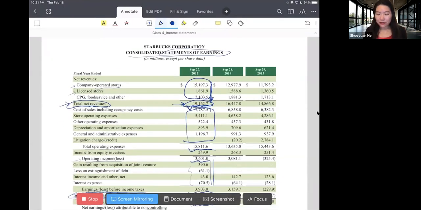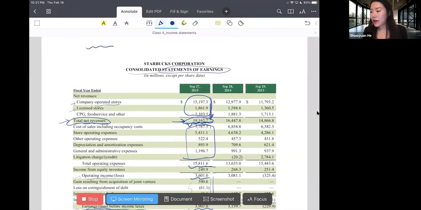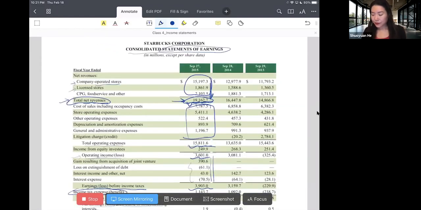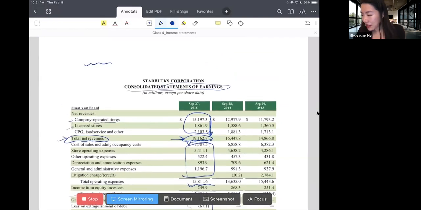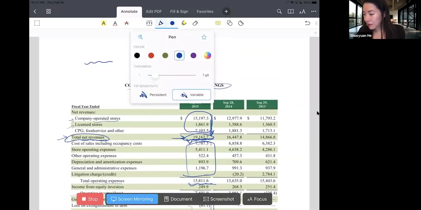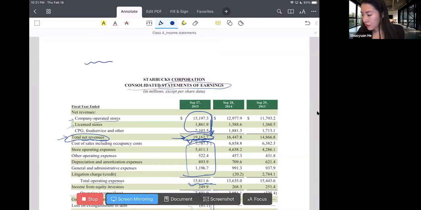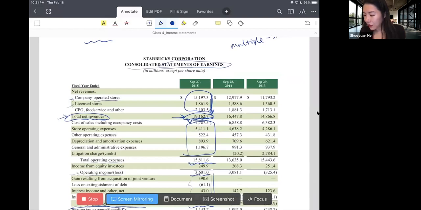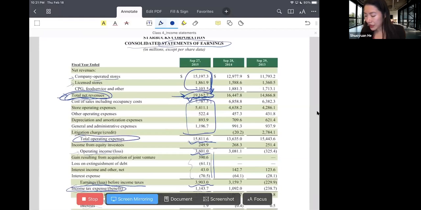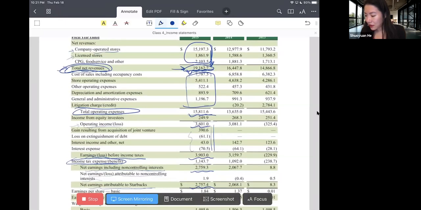So for the 5 income statements we have here, Starbucks, is it single step or multiple step? Starbucks is using multiple step. So why? Because of total net revenue, total operating expense, operating income. So all of those are characteristic of multiple step.